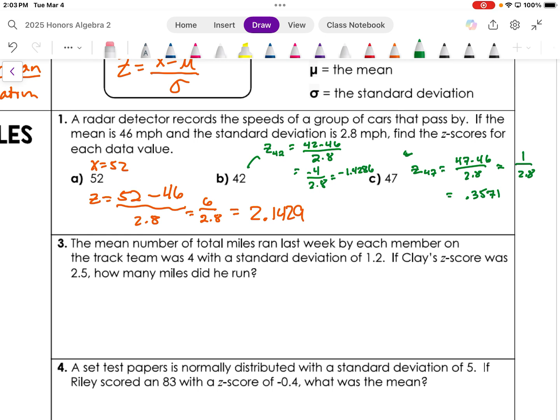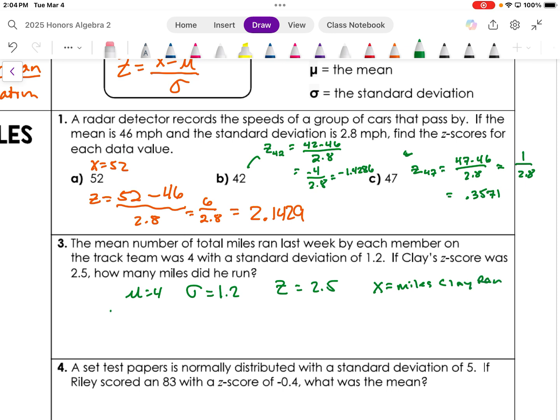Here real quickly, we change up stages. They tell us the mean number of total miles ran last week by each member on the track team was 4, so the mean is 4. Standard deviation of 1.2. If Clay's z-score was 2.5. It's not 2.5 miles, it's just his z-score. The answer to that fraction is 2.5 for Clay. How many miles did Clay run? So in this case, they want us to figure out the x value.